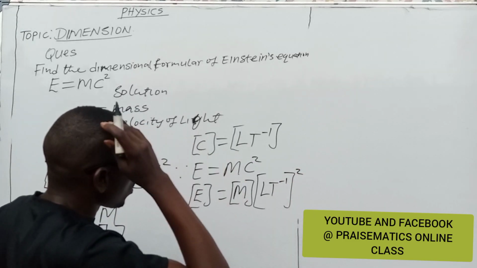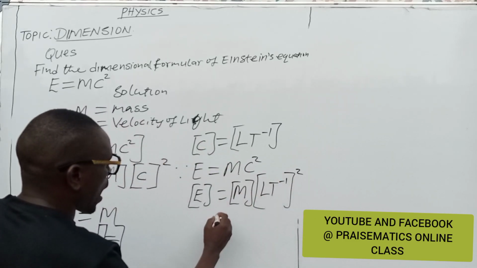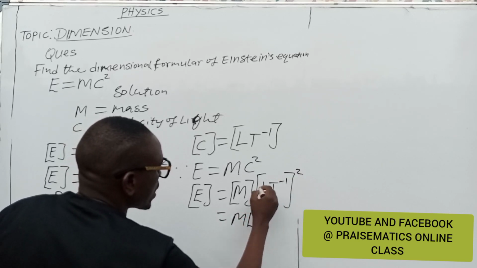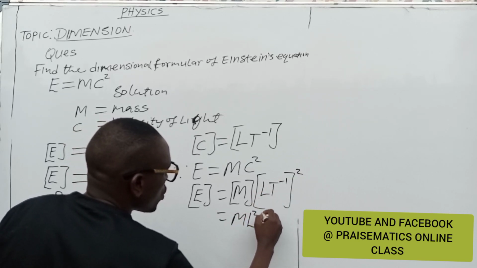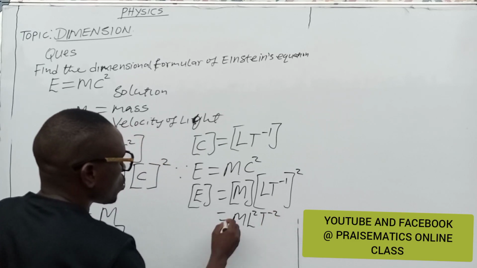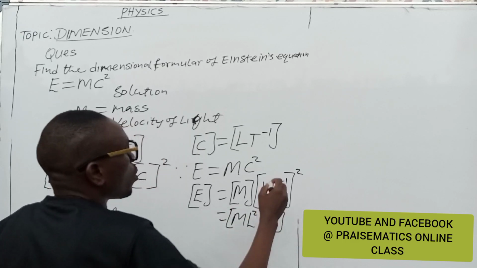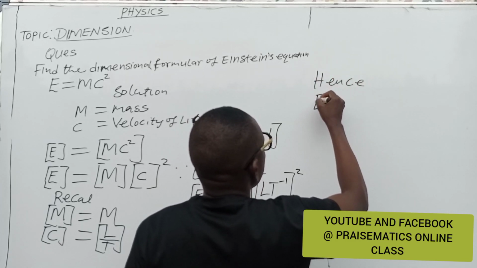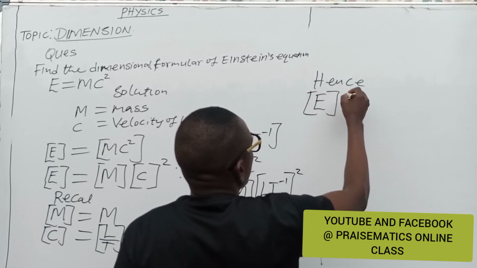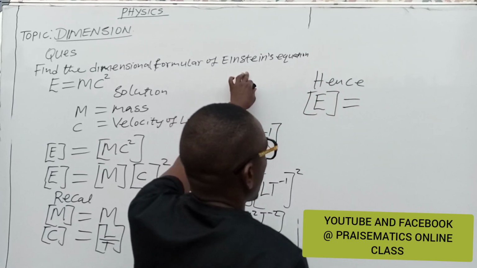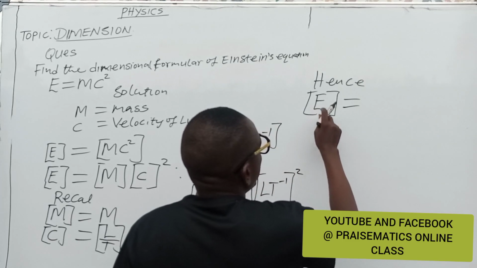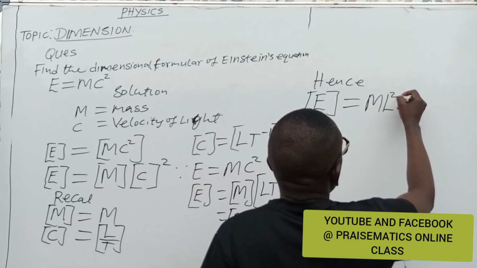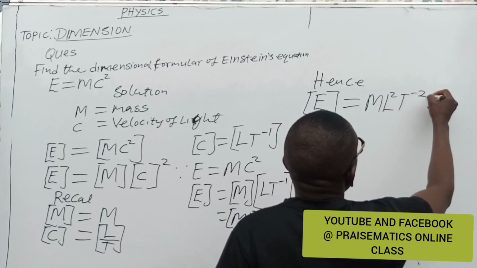Now let's go. We multiply this out. We have M, and L squared, which gives us L to power 2 T to power minus 2. So hence, the dimension of Albert Einstein's equation is equal to M L raised to power 2 T raised to power minus 2.